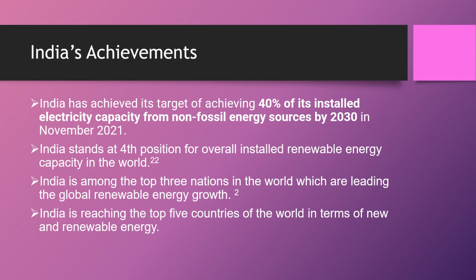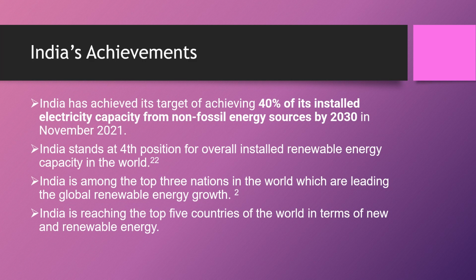Now we are going to see about India's achievements in the field of renewable energy sources. India has achieved its target of 40% of its installed electricity capacity from non-fossil energy sources by 2030 in November 2021. India stands at fourth position for overall installed renewable energy capacity in the world.